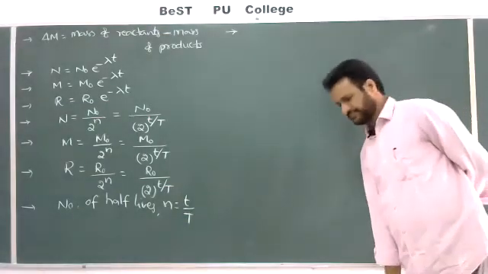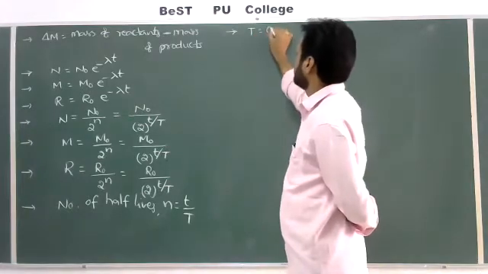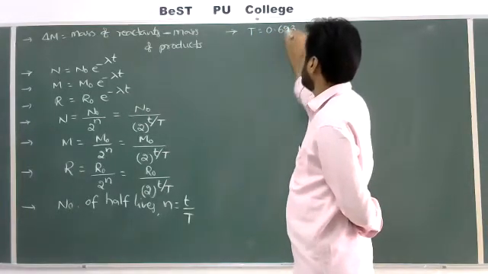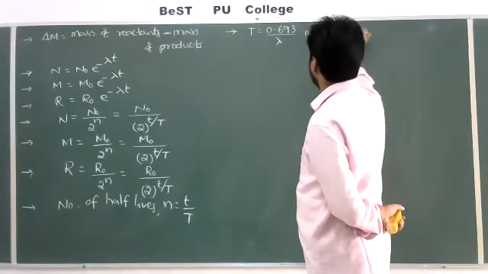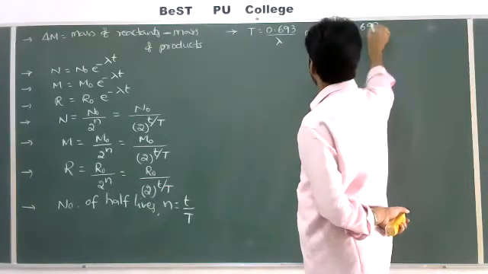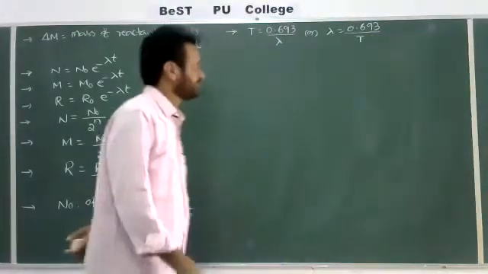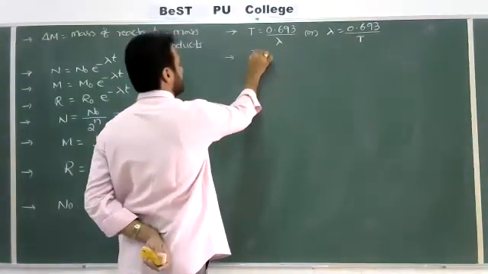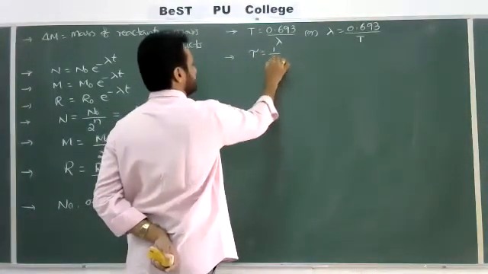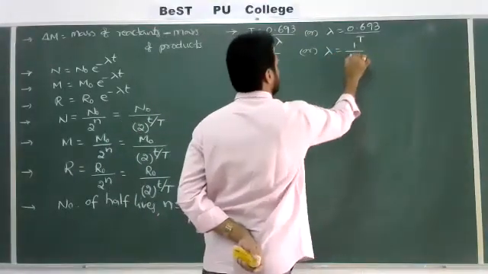Next one, half-life formula: capital T is equal to 0.693 by lambda, or lambda is equal to 0.693 by capital T. Capital T is nothing but the half-life of the sample. And tau is equal to 1 by lambda, or lambda is equal to 1 by tau.